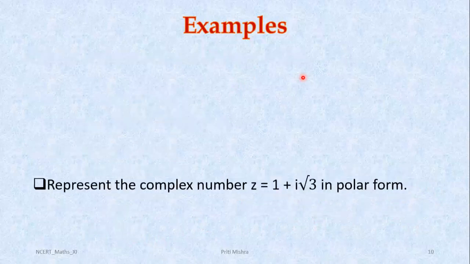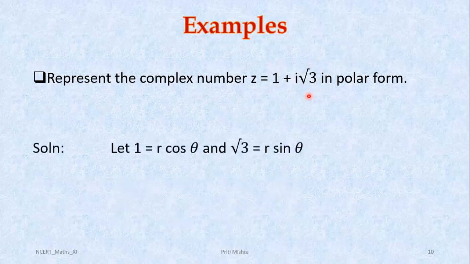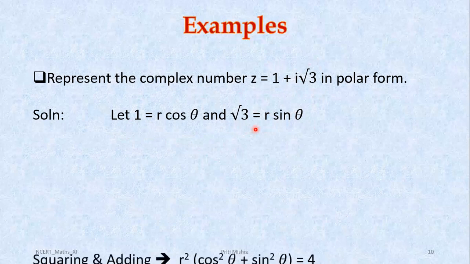Let's have another example. Represent the complex number z equals 1 plus i root 3 in polar form. So in general, x is 1 and y is √3 here. And as you know, we have polar coordinates, x equals r cos theta and y equals r sin theta. So just by replacing x and y by 1 and √3, we have these relations here.